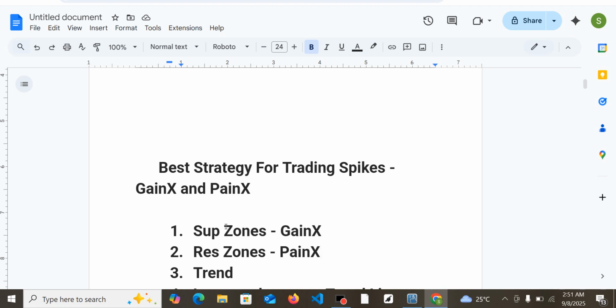And of course guys, does that mean that at every support zone you should place an order for spikes under GainX, and at every resistance zone you should place an order for spikes under PainX? No. If you're doing that, you're going to get it wrong, and you are most likely to lose all your money if you follow that. And that is where those that are catching spikes are getting it wrong.